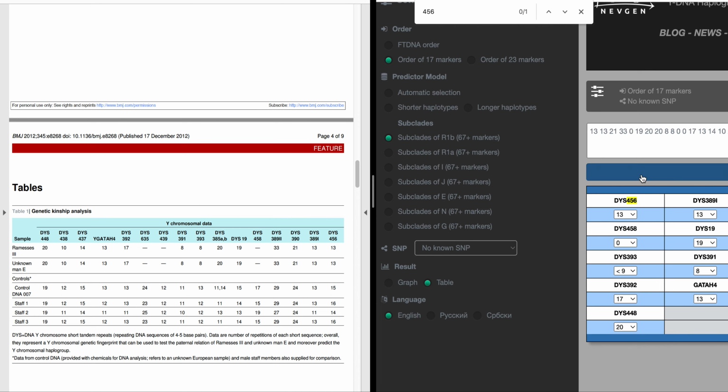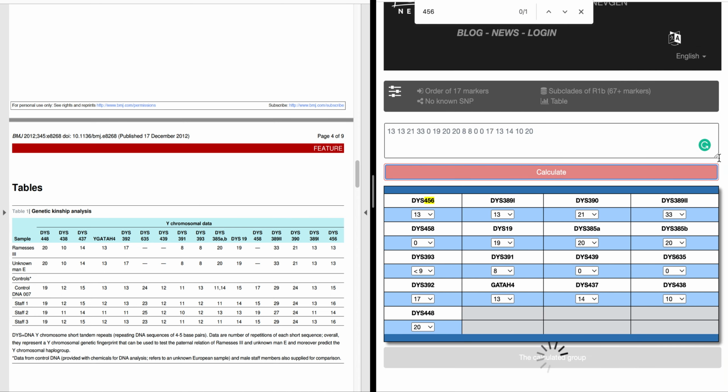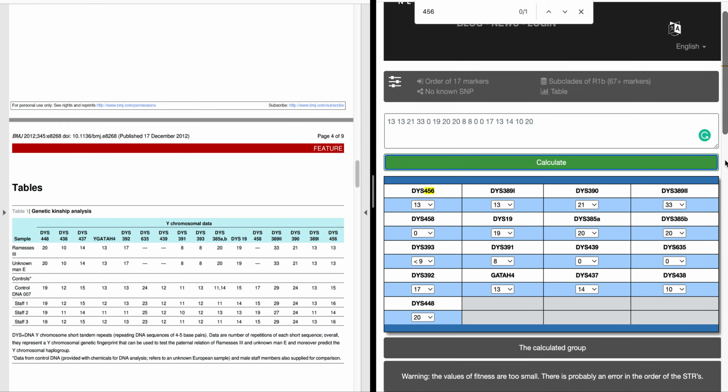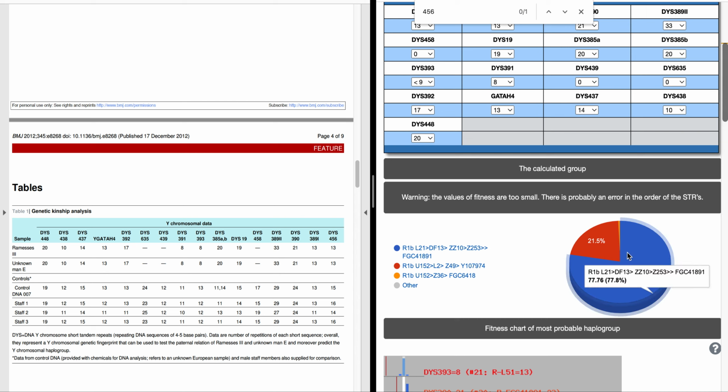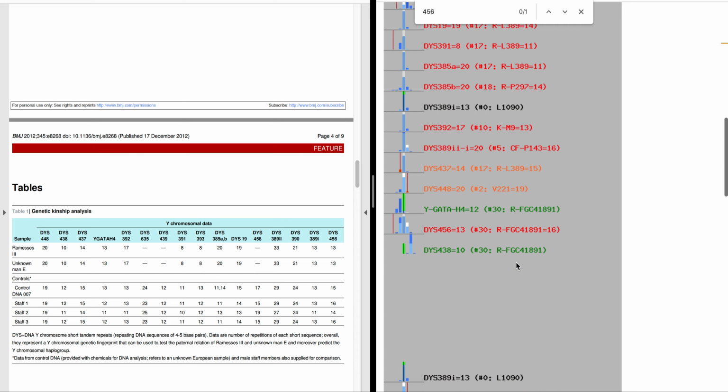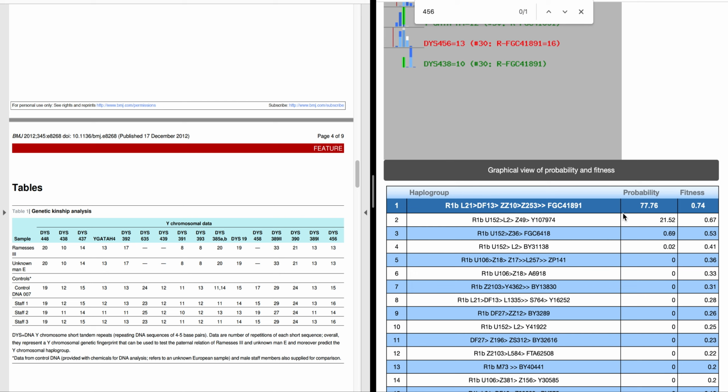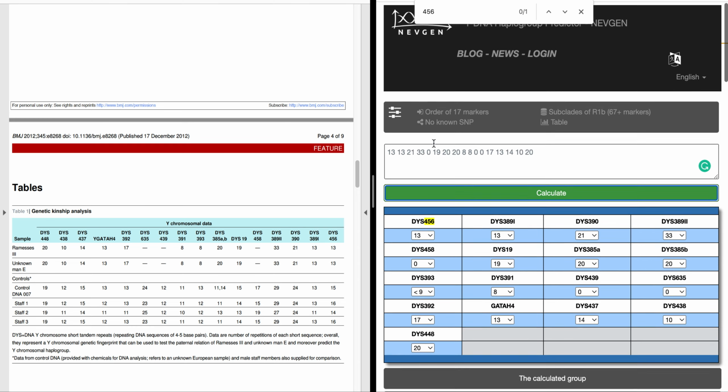Subclades of R1b. Alright, so it looks like we got a hit for R1b. Alright, see the subclade of Z253. Alright, so what we're going to do, we're going to go find that Z253 as an SNP.